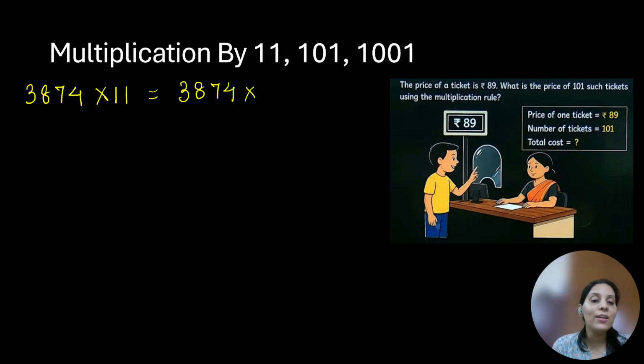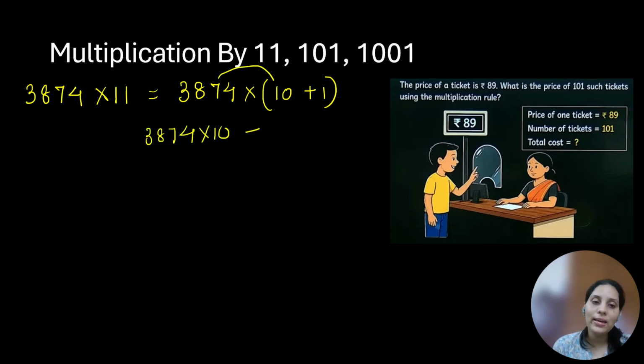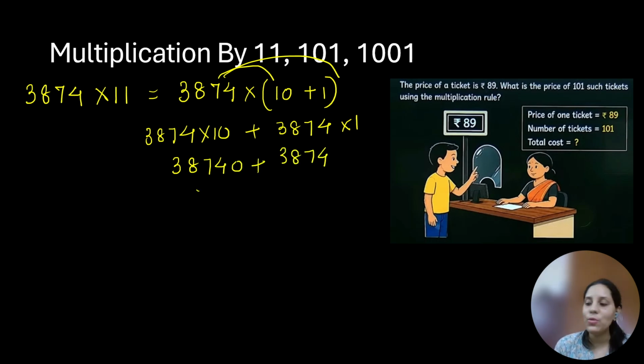3874, 11 can be written as 10 plus 1. Yes. So what is the distributive property? 3874 multiplied by 10 and 3874 multiplied by 1. So what do I get? 38740 plus 3874, which will give us 42614.